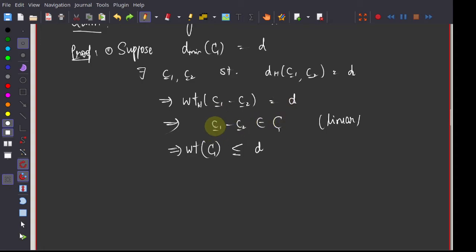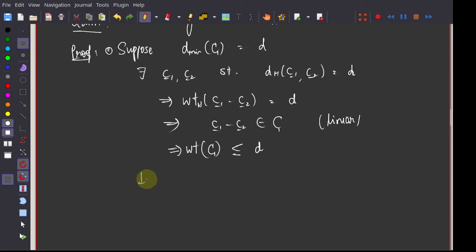So do you agree that C1 minus C2 is a valid code word? That's all that I'm using at this point. So C1 minus C2 is some code word whose Hamming weight is equal to d. So the minimum Hamming weight of the code is less than or equal to d, because there is at least one code word whose Hamming weight is equal to d. There could be some non-zero code word whose Hamming weight is less than d, but we are not sure yet.